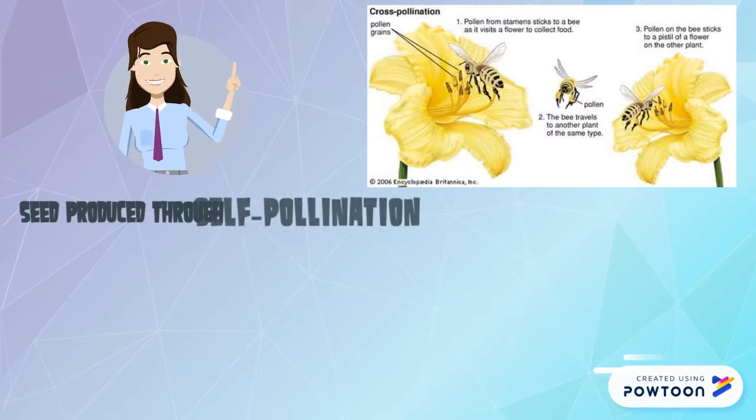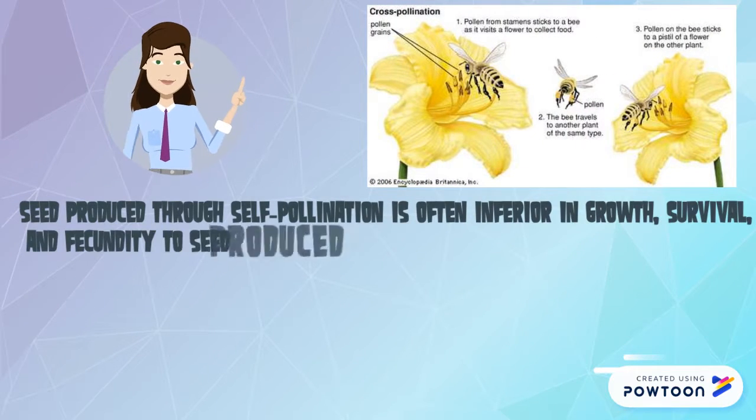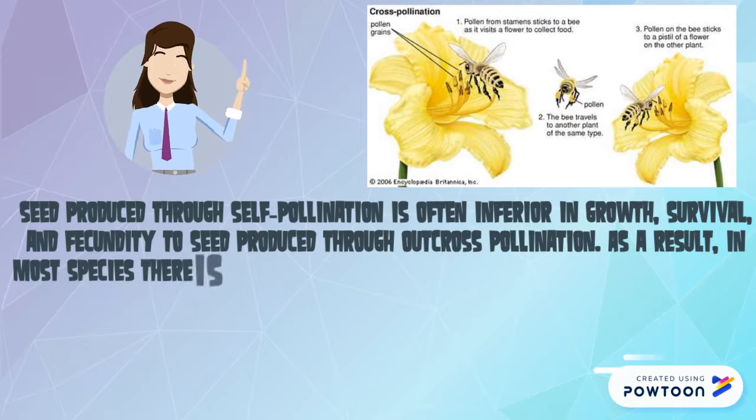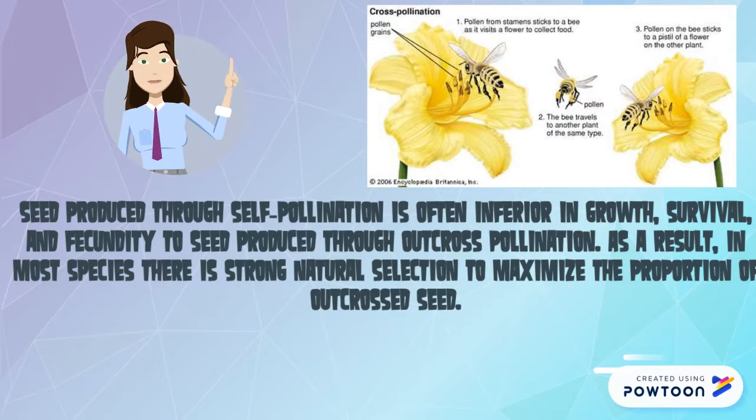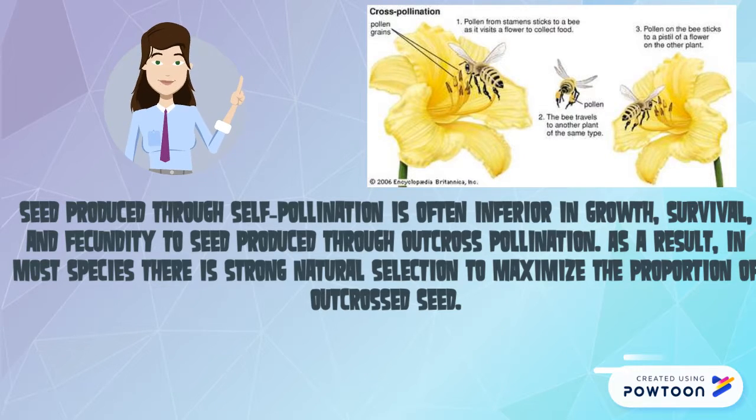Seed produced through self-pollination is often inferior in growth, survival, and fecundity to seed produced through cross-pollination. As a result, in most species there is strong natural selection to maximize the proportion of outcrossed seed.